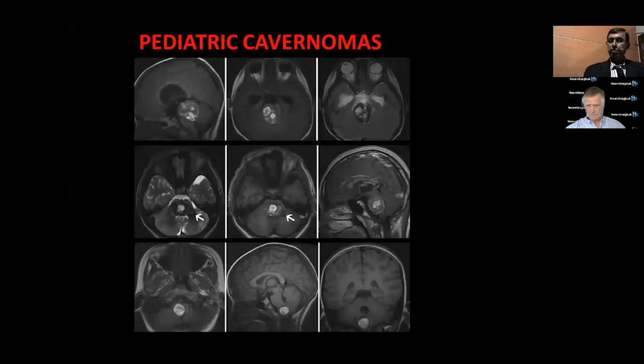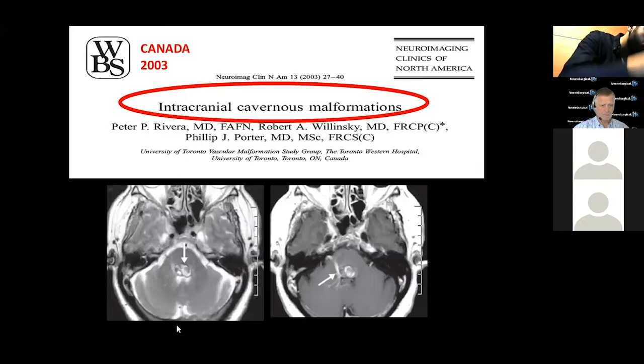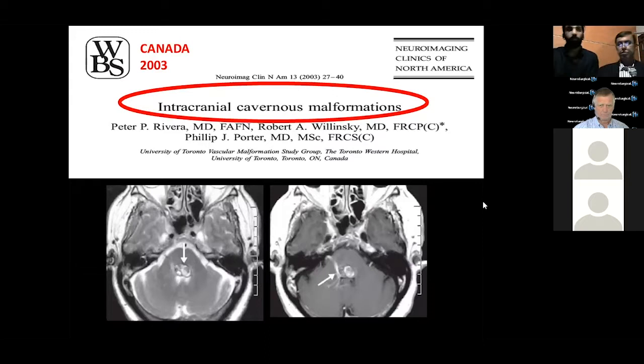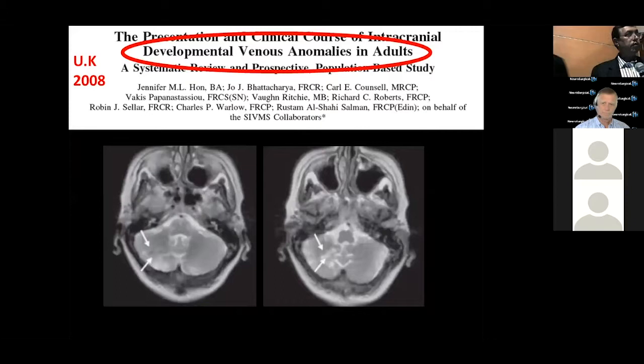And this is very important: the association between cavernomas and developmental venous anomaly is to be remembered, especially by young neurosurgeons. You face it in children and in others, the developmental venous anomalies. But this is one patient of mine.